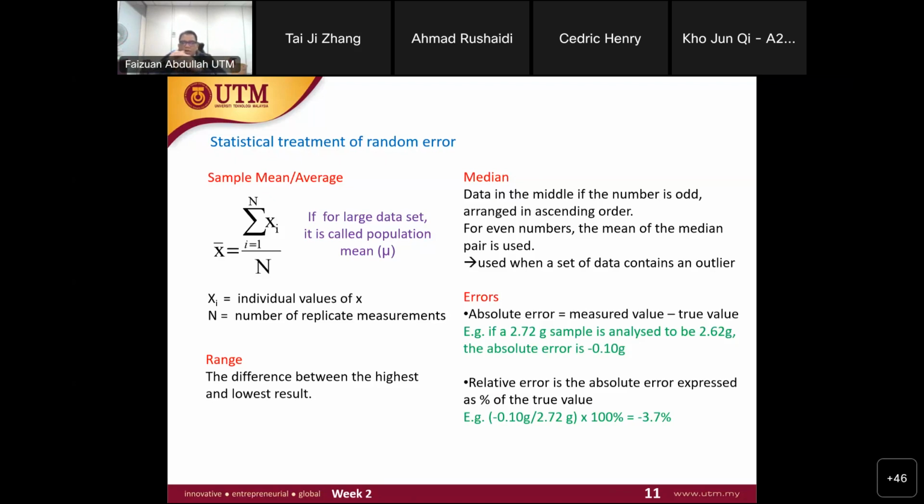So errors: absolute error equals the measured value minus the true value, and relative error is the absolute error expressed as a percentage of the true value. For example, negative 0.1 gram, divided by the true value 2.72 gram, times 100%, so the error is negative 3.7%.